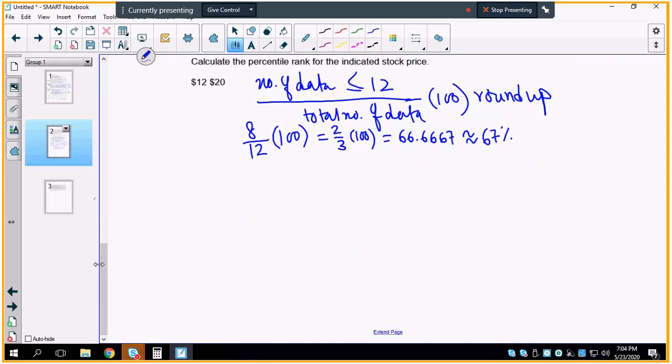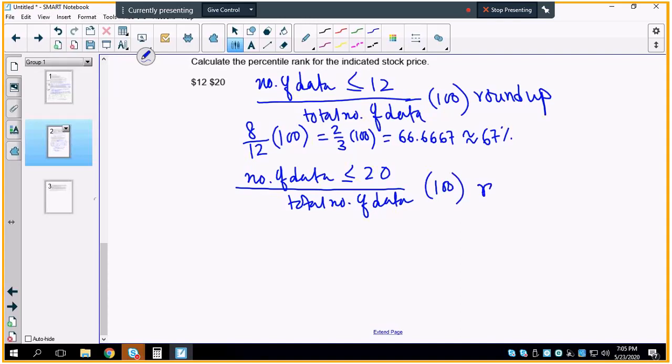Then I'm going to do it for $20. So the same thing: the number of data that are less than or equal to 20, over the total number of data, times 100, and you are always going to round up. So all 12 of the data are less than or equal to 20. So all 12 of them over all 12 of them, and then you multiply by 100, so clearly you get 100%. So $20 is the 100th percentile in the percentile rank.